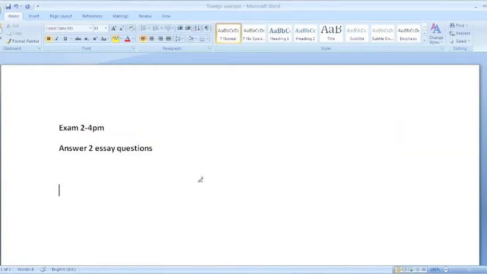So let's imagine that we're doing an exam that lasts between 2 and 4 p.m. and that we've got to answer 2 essay questions in that time. And I might have already taken 5 minutes reading those essay questions and deciding which ones to choose. So then I'd start to try and jot down a timetable for myself. So I might start by saying 2:05 to 2:15, 10 minutes planning my answers.